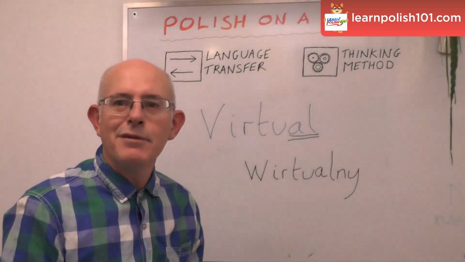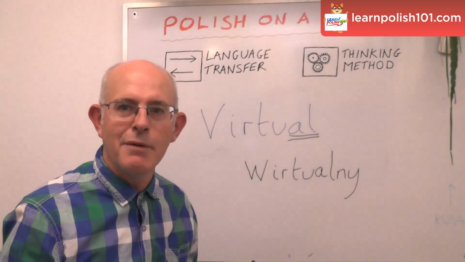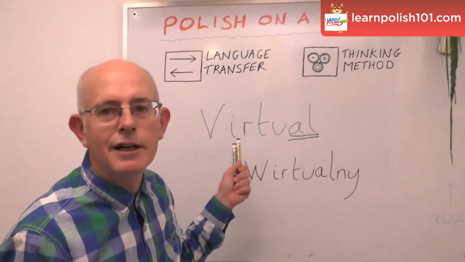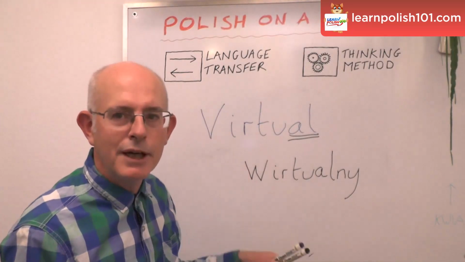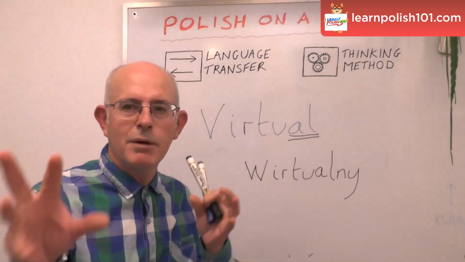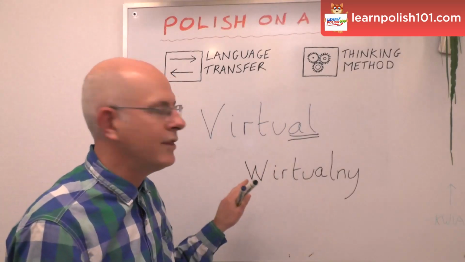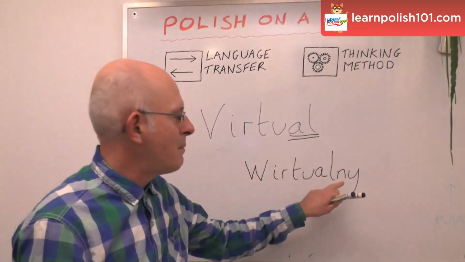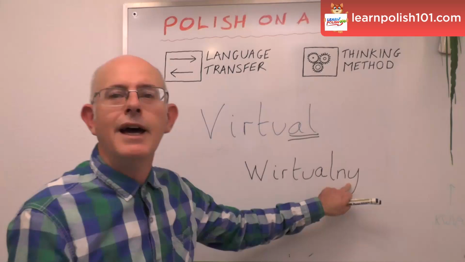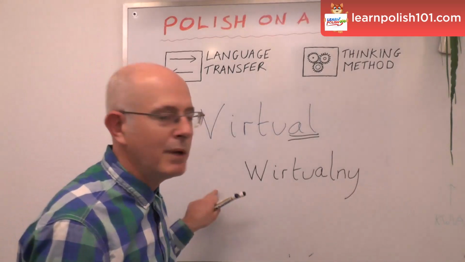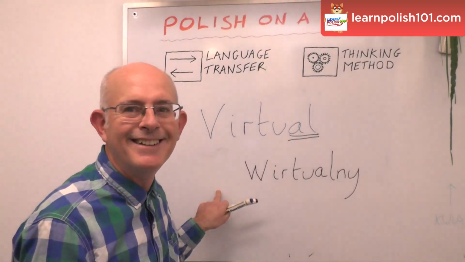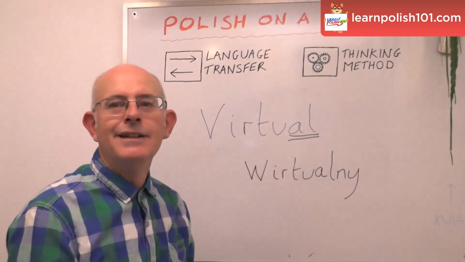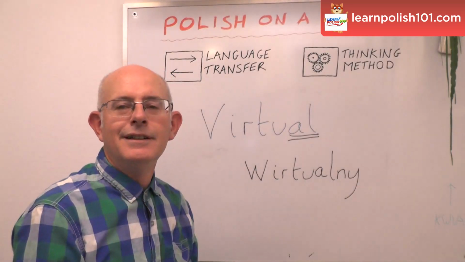Okay, so there we see this thinking method about not trying to learn this word and learn and repeat, but we have a think about it. We think about the kind of knowledge we've got, the idea that there's no V, there's just a W to make that sound. About this rule about adding the NY, and that gives us the Polish word. Let's hear it. Wirtualny.